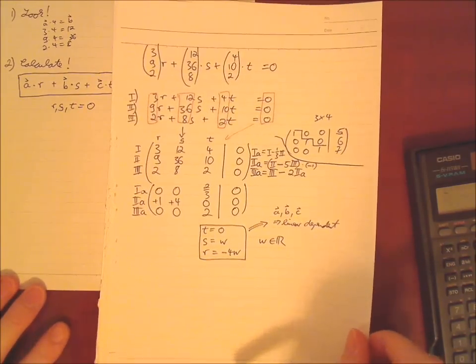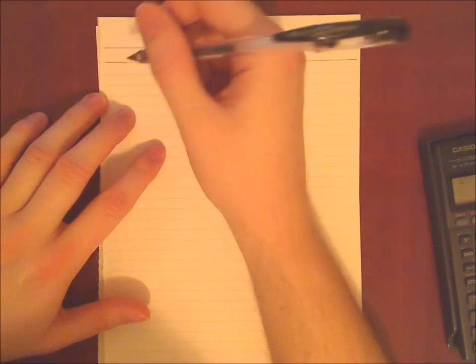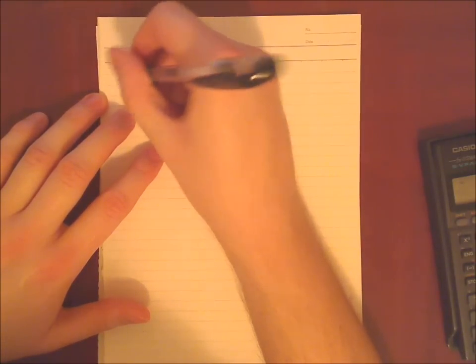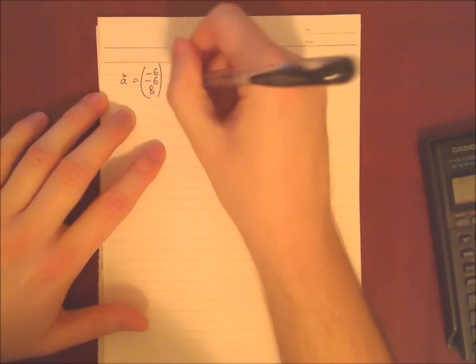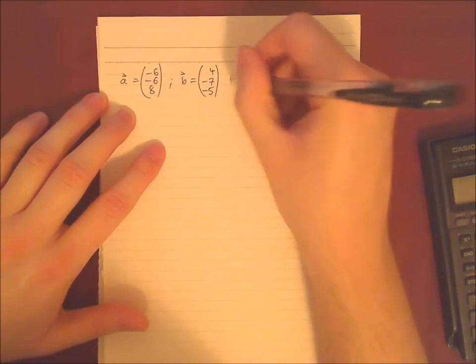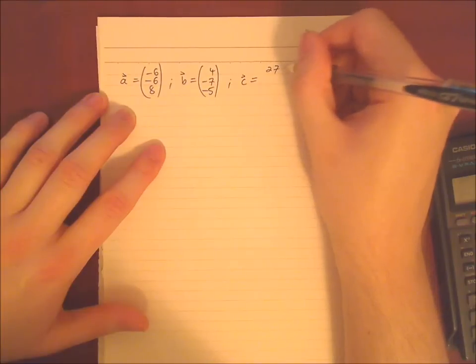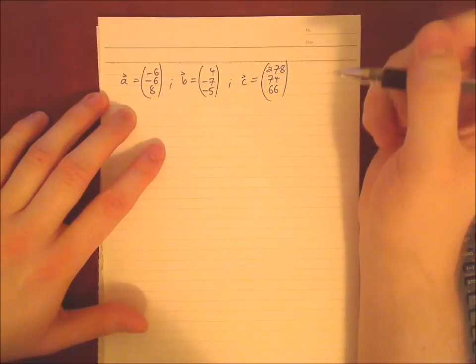So that's our first example, and now I want to calculate another example, because we just had linear dependence, and to make it complete, I want to show you how it works with linear independence. So we have three vectors. First vector is A: minus 6, and 8. B is 4, minus 7, minus 5. C is 278, 74, 66. Three vectors.